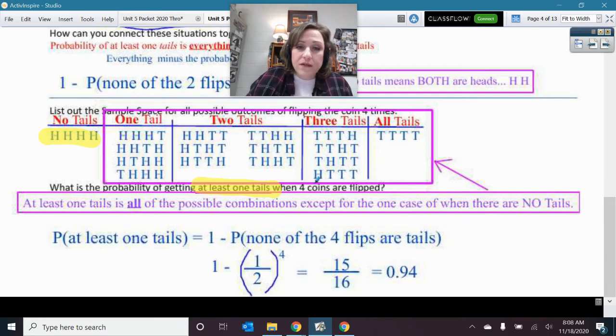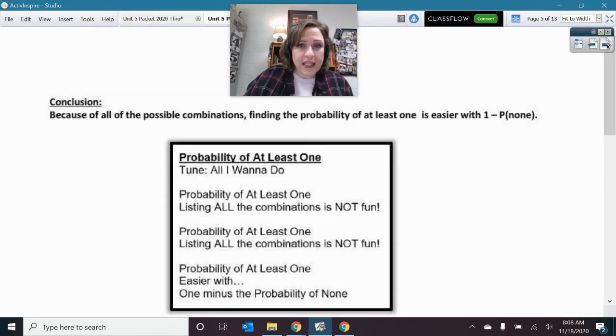So all of this over here is 94%. This would have been a nightmare to add up to see that there's 15 out of 16 combinations. So you had to come up with that sample space. That is the key to being able to do at least one. So we're going to take a look at this song that goes with at least one.